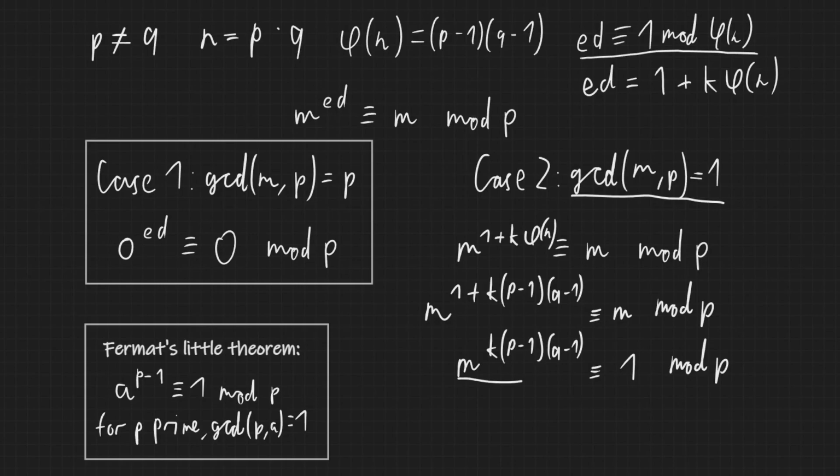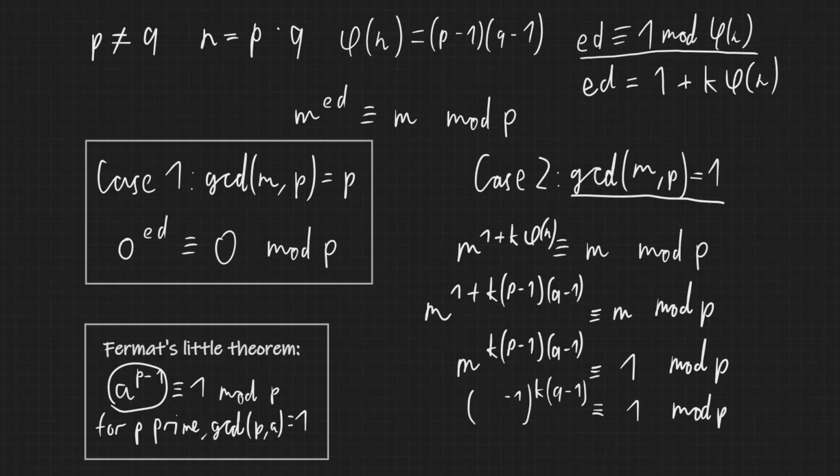In order to get this into this form, we use one last trick, namely that we can first take m to the p minus 1th power, and then take it to the k times q minus 1th power, which looks like this. And now we can finally apply Fermat's little theorem, which tells us that m to the p minus 1 is 1 modulo p.